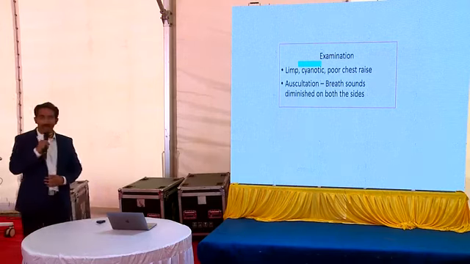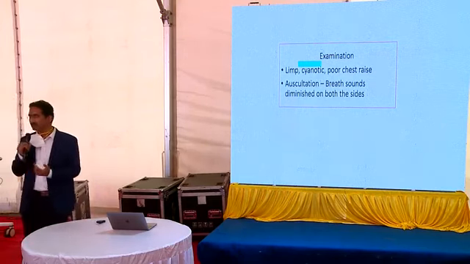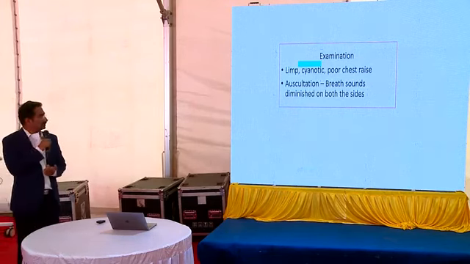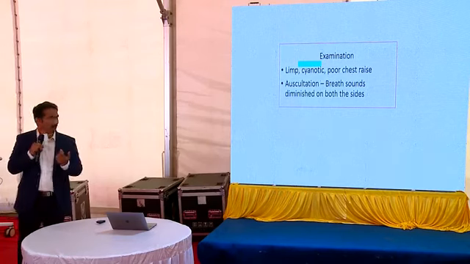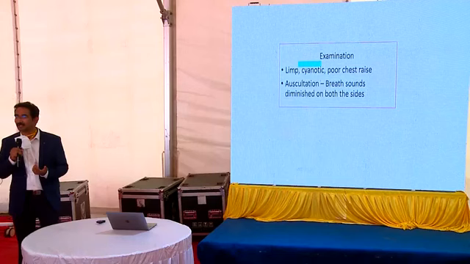So you have a similar scenario, a term baby who went through all this, except that when you examine, the baby is limp, cyanotic, has poor chest rise, and on auscultation, breath sounds are diminished on both sides. So now what are the things that you would think?